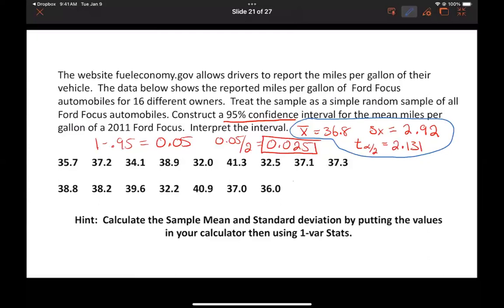So my margin of error equals our T value, 2.131 times 2.92 divided by the square root of 16. This is how we calculate our margin of error. The T value times the new standard deviation. I'm just going to use my hand calculator here. I think we can all math this out without me putting it on the screen. I hope. If not, you let me know.